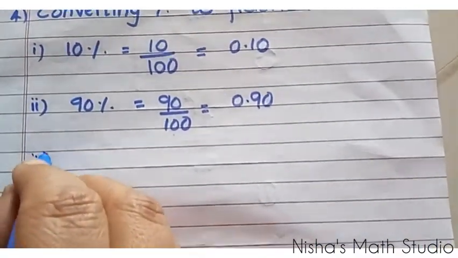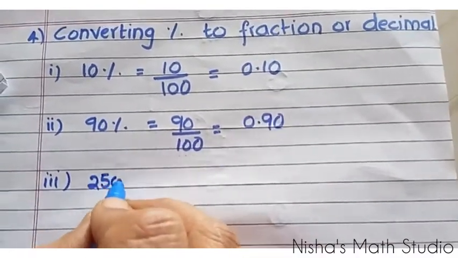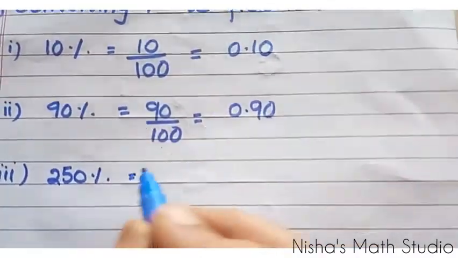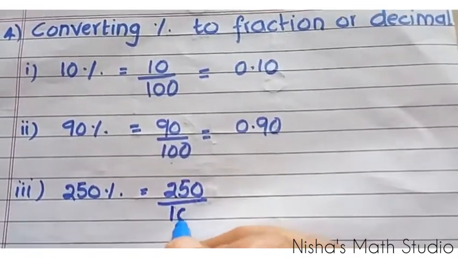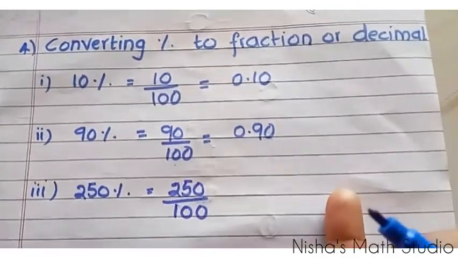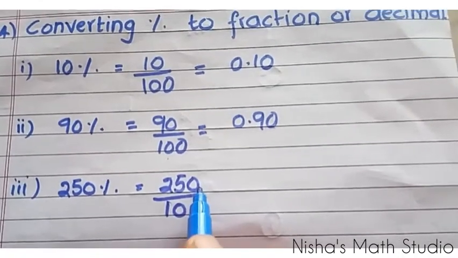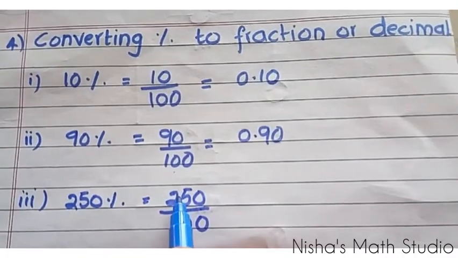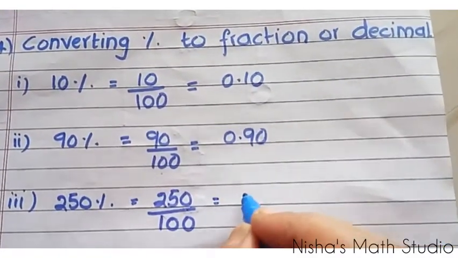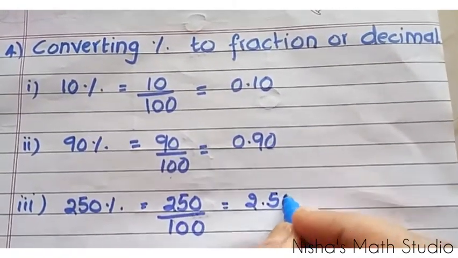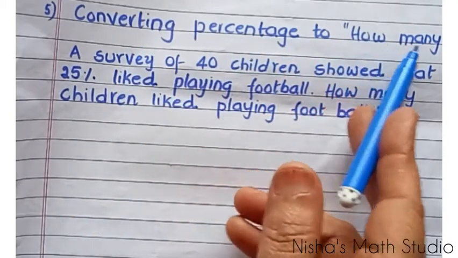The last example for this, let me take 250%. How do I write it as fraction? Simple. 250, instead of the percentage sign, it means it is by 100. Now, how many zeros are there in the denominator? 2. So, from the unit place, I have to leave two places and put the decimal point. So, the decimal point will come between 2 and 5. So, the answer will be 2.50.